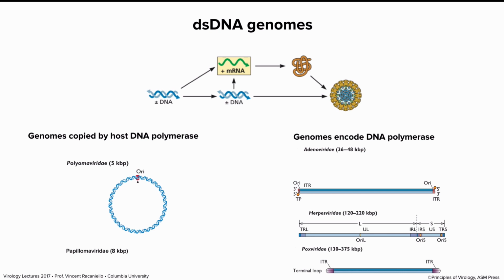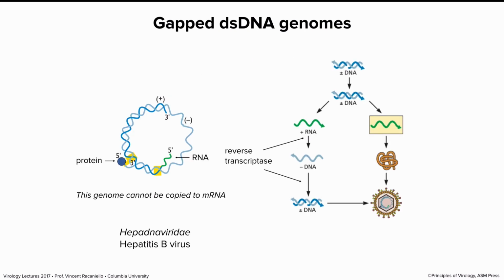The point here is, you don't need to remember the size. You just need to remember that with a small genome, there's no room to encode a DNA polymerase. With a bigger genome, you can encode it. And that's what distinguishes these two classes of virus. Now we move to the gapped double-stranded DNA genomes.